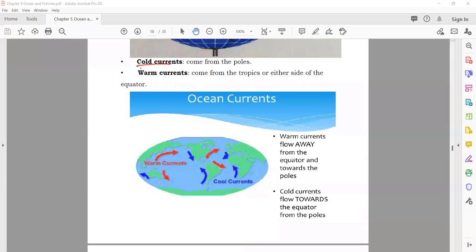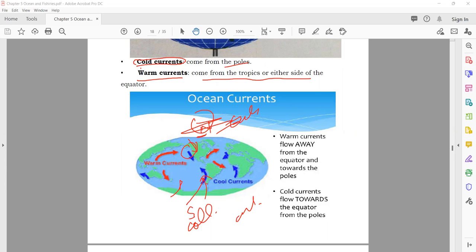The cold currents mean the movement which comes from the cold poles, the north pole and the south pole, where you have the glacier. Warm currents come from the tropics, on either side of the equator. For example, see here, the blue ones are cold. This is your north pole, this is your south pole. The cold currents are coming from the top or from the bottom, because here you have the cold places. These red ones are coming from the sides or from the center, because these areas are the hot places. Again, warm currents flow away from the equator.